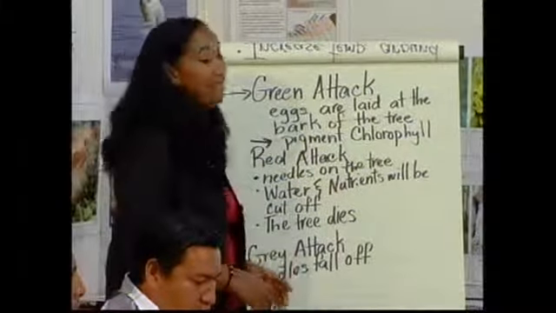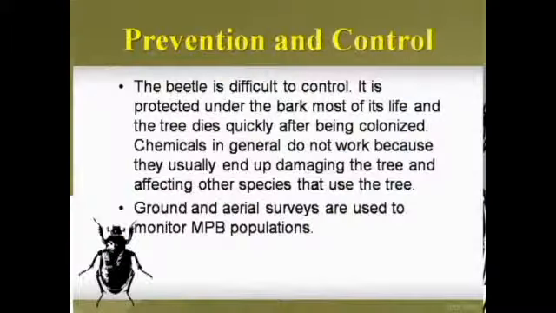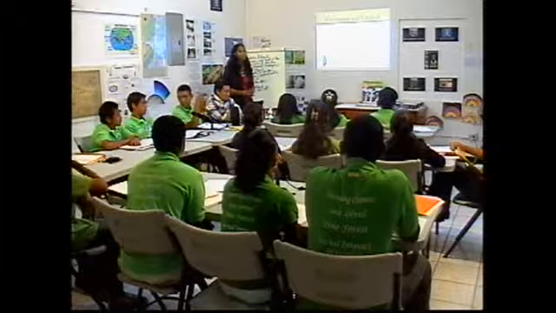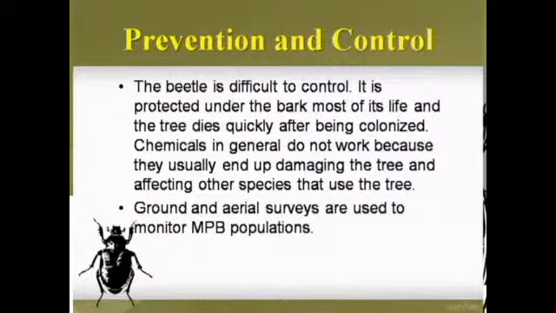Now, the beetle is difficult to control. It is protected under the bark most of its life, and the tree dies quickly after being colonized. Chemicals in general do not work because they usually end up damaging the tree. There was a question on that quiz that spoke about pesticides and chemicals. So it's recommended chemicals in general do not work. Ground and aerial surveys are used to monitor the MPB populations.